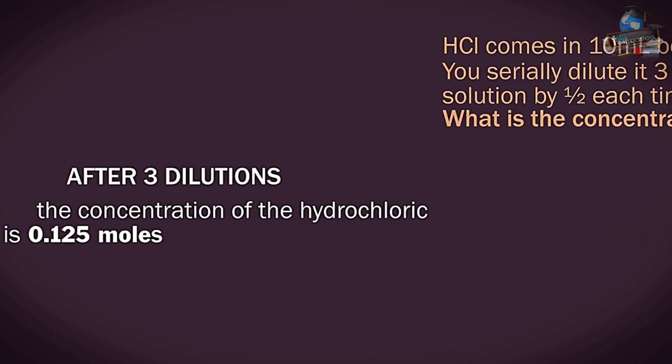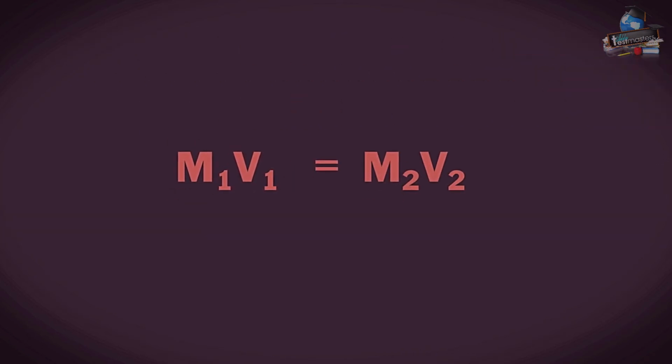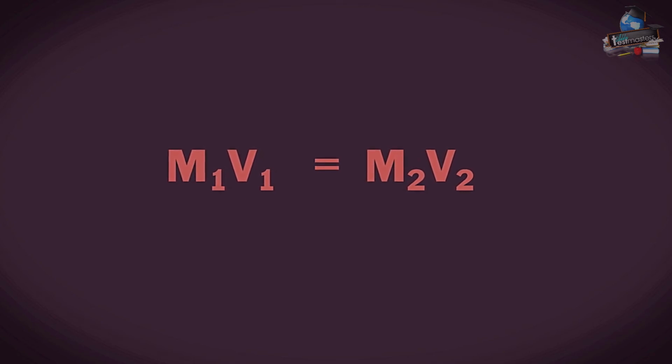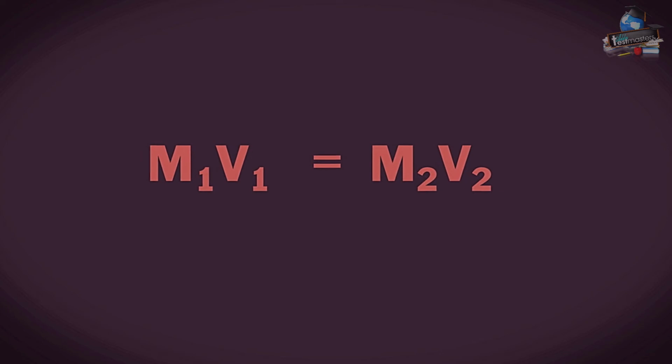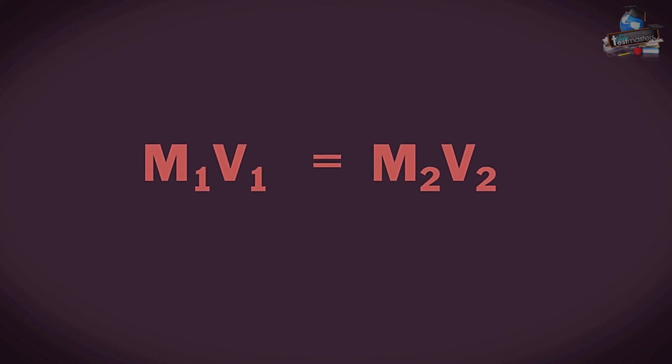See, serial dilutions are just as easy as plain old dilutions. All you need to remember is that good old M1V1 equals M2V2. Take your time, show your working, and you'll fly through dilution questions. There is just one tiny thing more to know about dilutions, and that is how we label them.